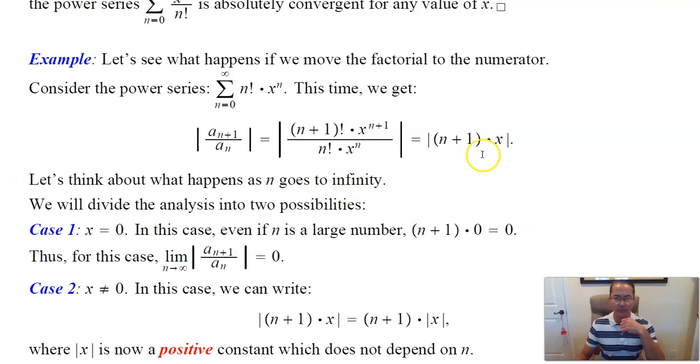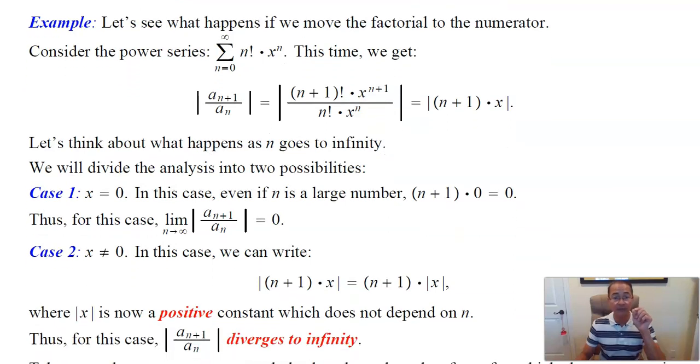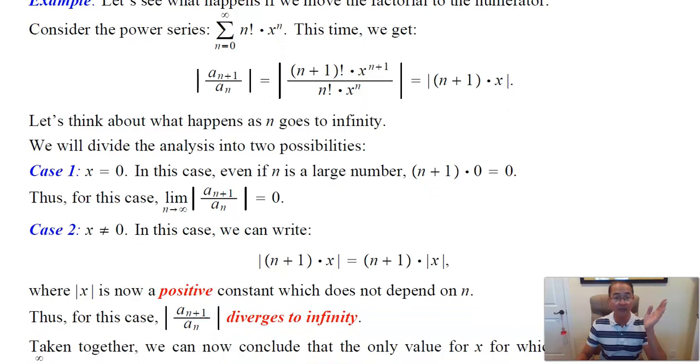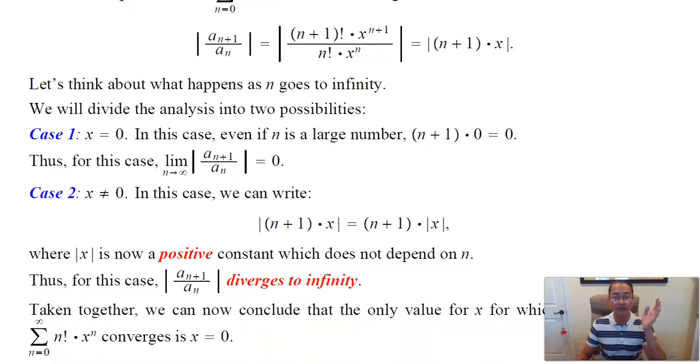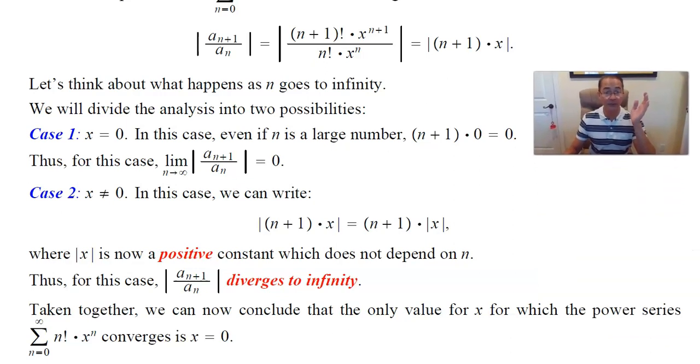Well, if x is exactly 0, then that's simply going to be 0, so the limit is going to be 0. But if x is not equal to 0, then you can distribute the absolute value into a product, n plus 1 times the absolute value of x, which is now going to be positive even if x were negative 12. But then as n goes to infinity, that will go to infinity, bigger than 1, and so therefore our series is going to diverge.